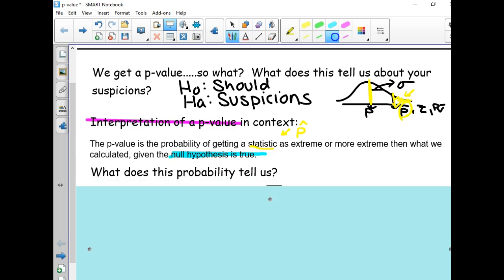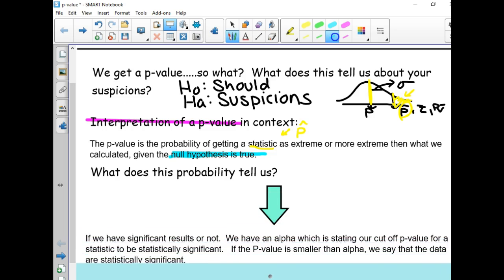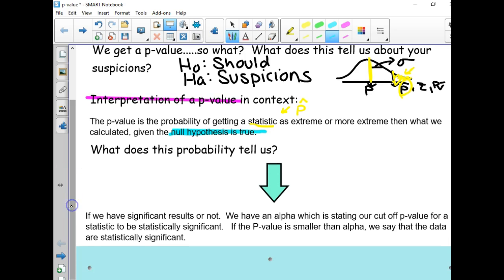So this p-value, well, what is that probability telling us? Listen first and then pause and write down. This is telling us if we have significant results or not. We have an alpha, which is stating our cutoff p-value for a statistic to be statistically significant. Okay, what did I just say there? We have an alpha. You will be given an alpha.